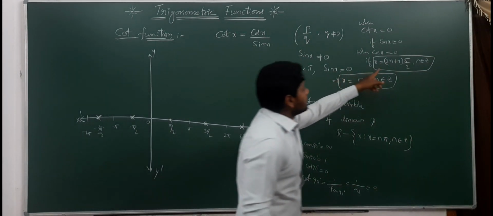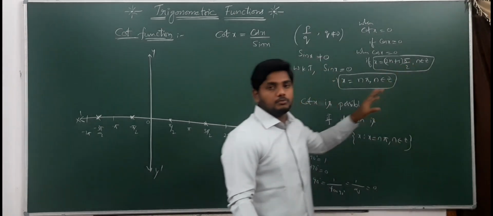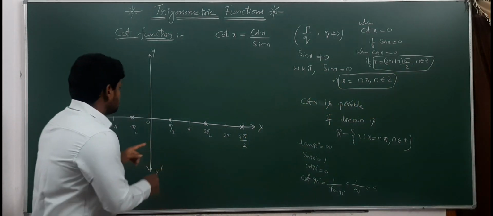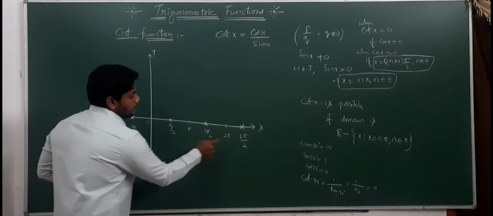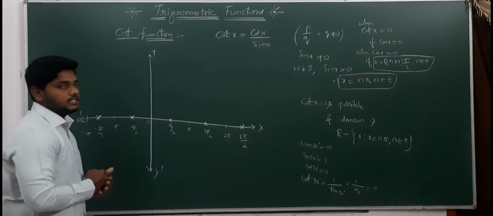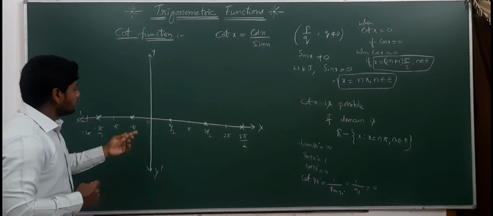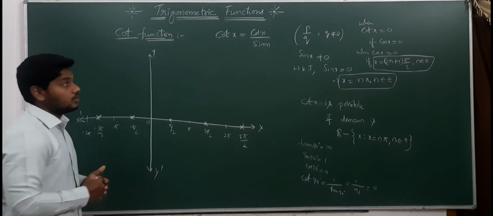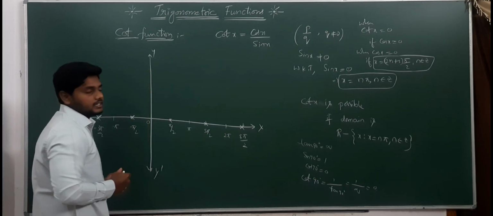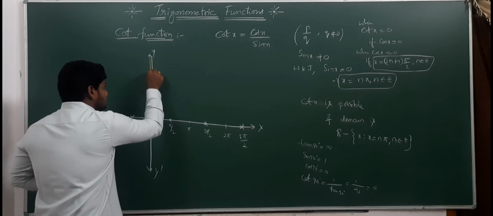So at these points x equal to (2n plus 1) into pi by 2, it will become 0, right? That means it will be pi by 2, 3 pi by 2, 5 pi by 2, minus pi by 2, minus 3 pi by 2. And we know that what is the value of cot 0? Cot 0 is nothing but undefined, right? So the graph will be like this.